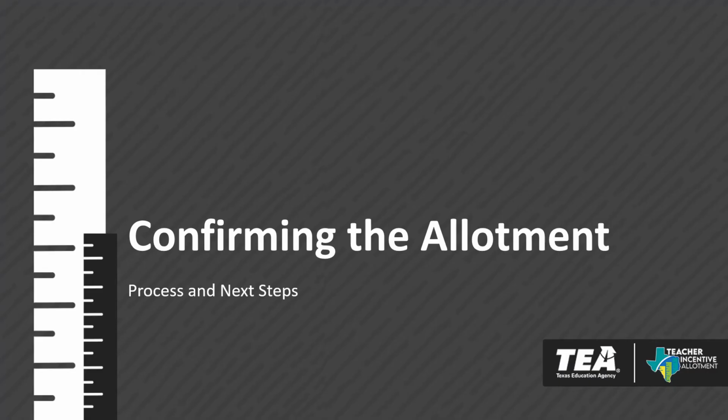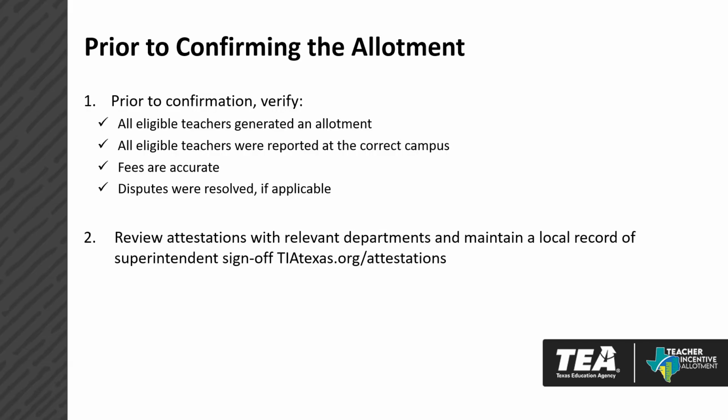Final step, so if you are a district that has no disputes, maybe you just have a few designated teachers, everything looks accurate, you can jump right ahead and begin confirming your allotment. If you are ready to confirm your allotment, just triple check that all eligible teachers on your district tracker generated an allotment and were reported at the correct campus. If you submitted a request for fee reimbursement for National Board, please make sure those are accurate. And if you went through two rounds to have a dispute resolved, make sure that is complete and accurate a second time.